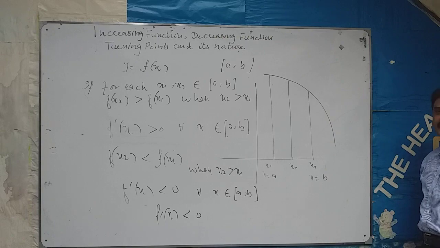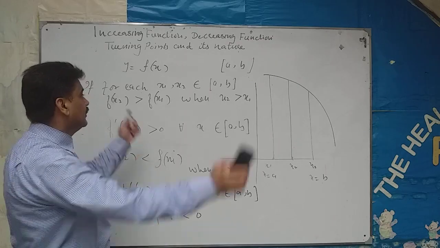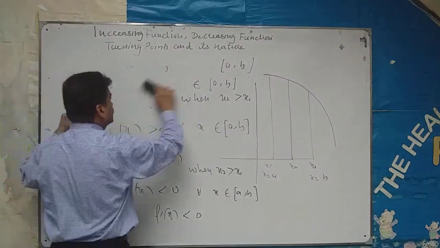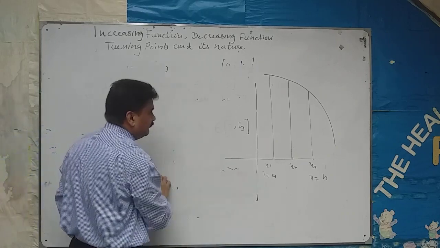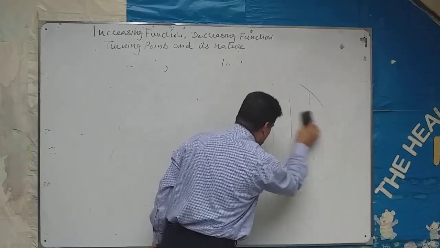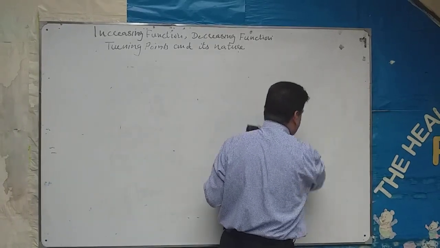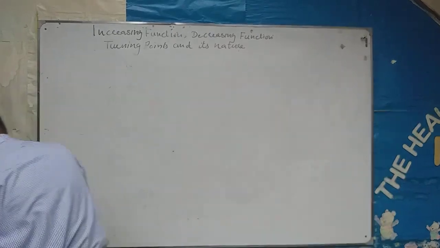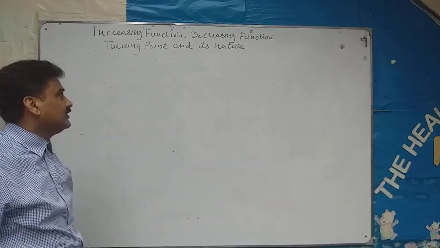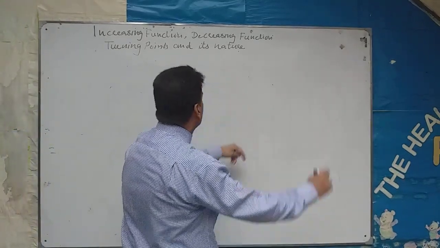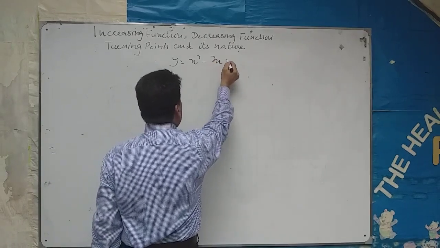Let's try this by taking an equation of a particular curve. We consider a curve y is equal to x square minus 2x plus 3. We try to understand the concept of increasing or decreasing function by taking an equation of a particular curve. We say that y is equal to x square minus 2x plus 3.